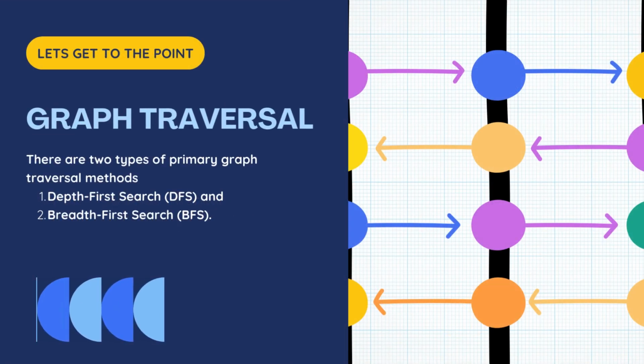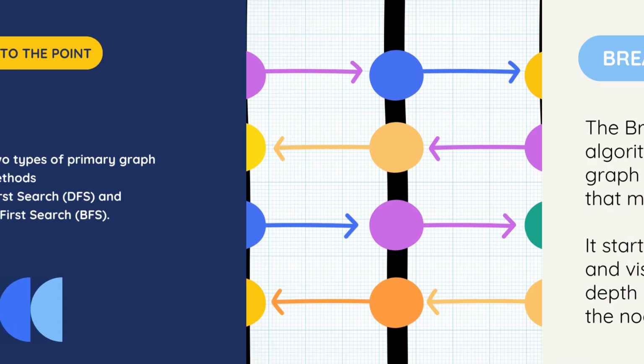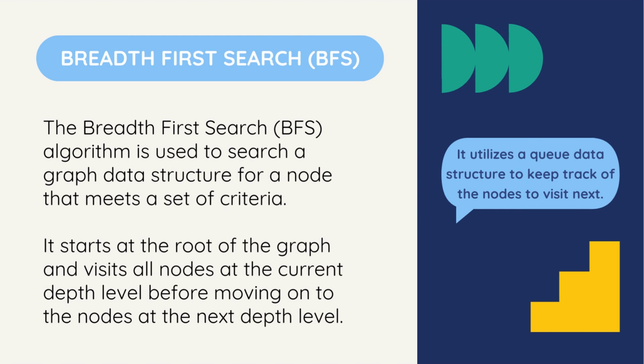There are two primary methods: 1. Depth first search, DFS, and 2. Breadth first search, BFS. The breadth first search, BFS, algorithm is used to search a graph data structure for a node that meets a set of criteria. It starts at the root of the graph and visits all nodes at the current depth level before moving on to the nodes at the next depth level.